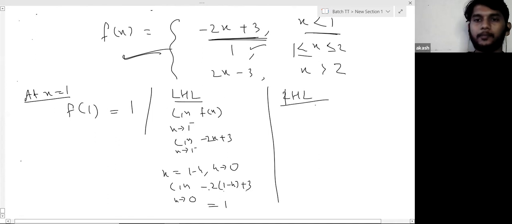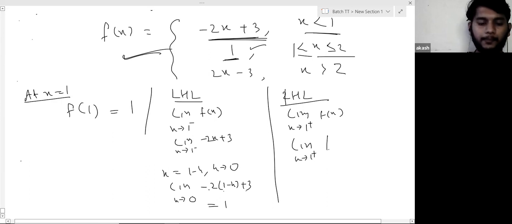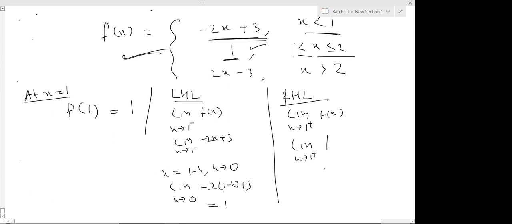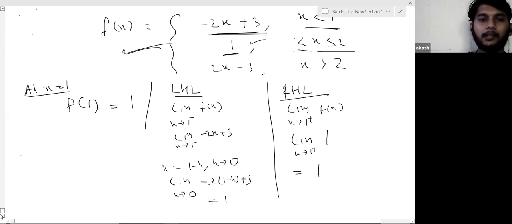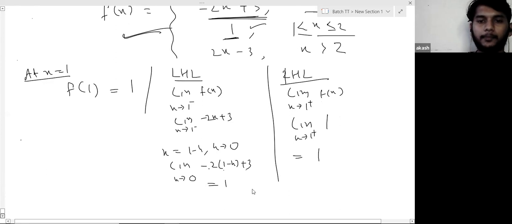So RHL, same way we can find very simply, limit x tending to 1 plus f of x. Limit x tending to 1 plus means more than 1, just a little bit more. So this is the function 1. This thing is clear, Aman? Yes, sir. So this is independent, like a constant function, so the limit value will be the same. So we can see LHL equals to RHL. So limit x tending to 1, f of x is 1, which is equal to f of 1. So continuous at 1. All right.